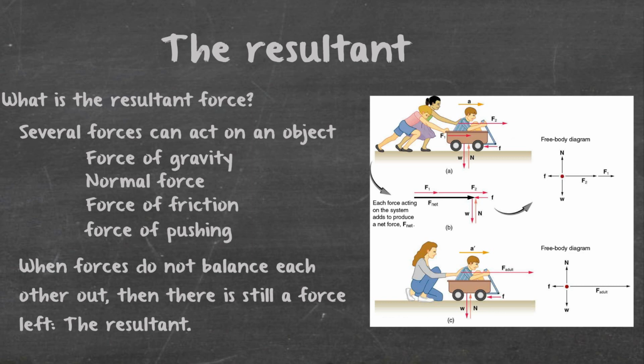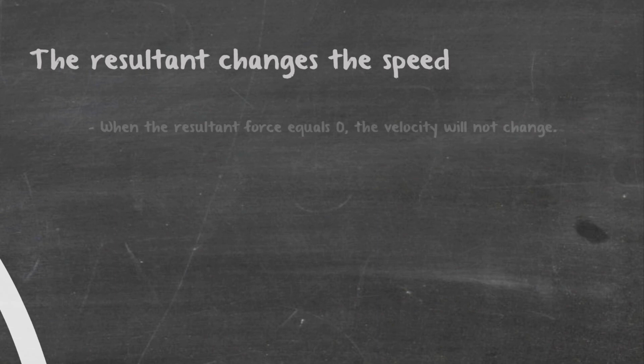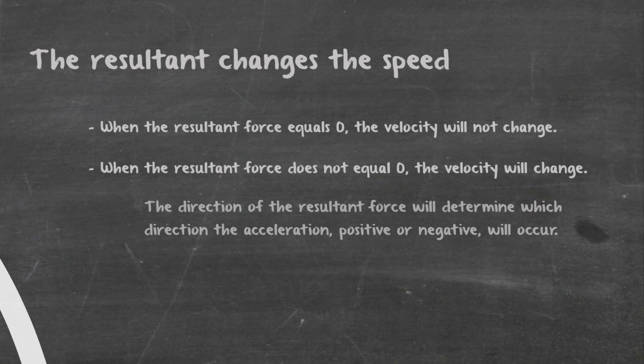So, what happens when the resultant has a certain value? When the resultant force is zero, the velocity will not change. If the object already has a velocity, it will not go quicker or slower. You will continue to have the same speed. But what will happen when the resultant does not equal zero? The object will then start to accelerate in the direction that it is pointing. When the resultant is positive, the car or the object will start to accelerate. When the resultant is negative, the car will slow down.